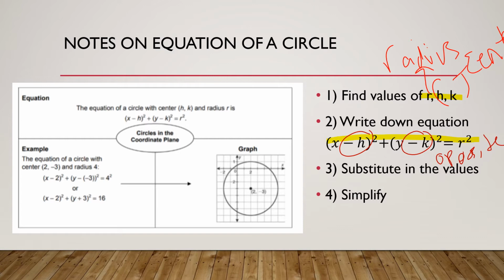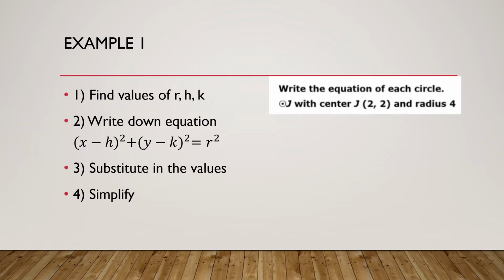For example, if we have a center of 2, -3 and a radius of 4, we write that as x minus 2 quantity squared plus y minus -3 quantity squared equals 4 squared. So we think of that as x minus 2 squared plus y plus 3 squared equals 16. When we go to graph it, we put our center at 2, -3. Our radius is 4, so we go out 4 in every direction, and then we have our circle. Again, we find our values of r, h, and k, substitute them into our equation, and then simplify.